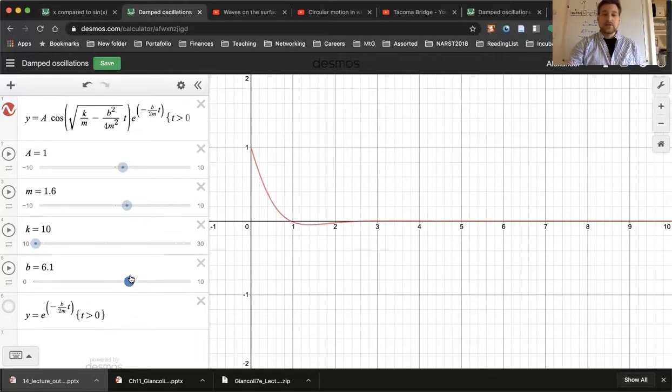If we keep increasing, eventually we get to a point where we're not actually oscillating at all. We just have an amplitude, we've stretched it, and we let go, and it just stops. We just return to equilibrium slowly.